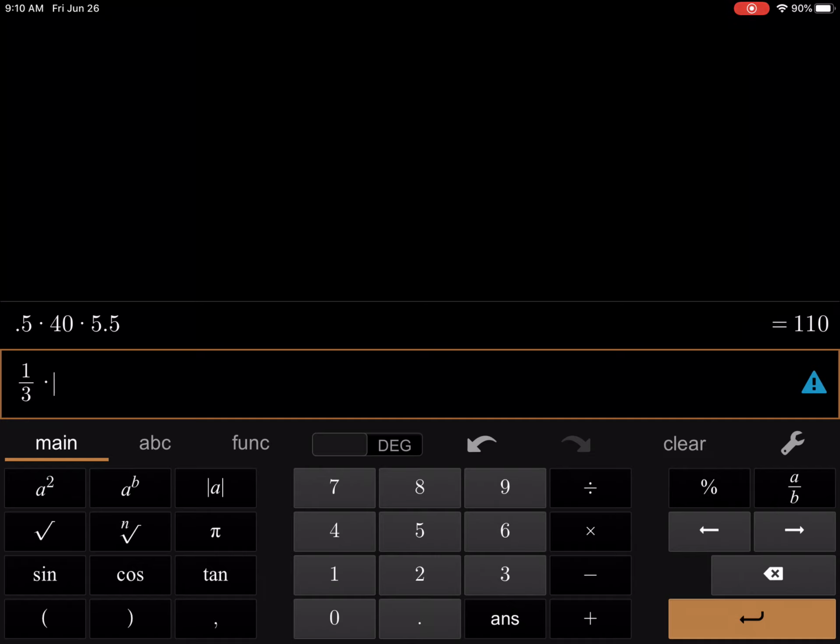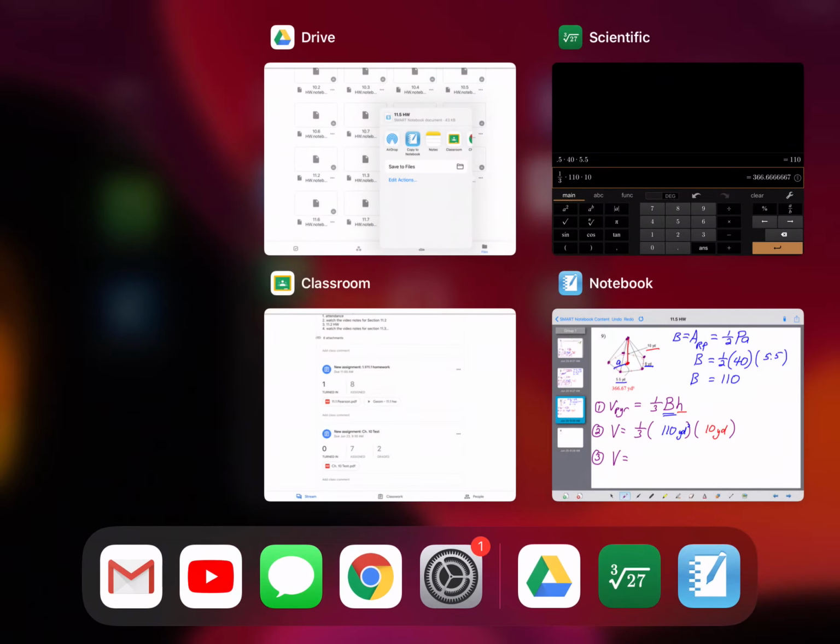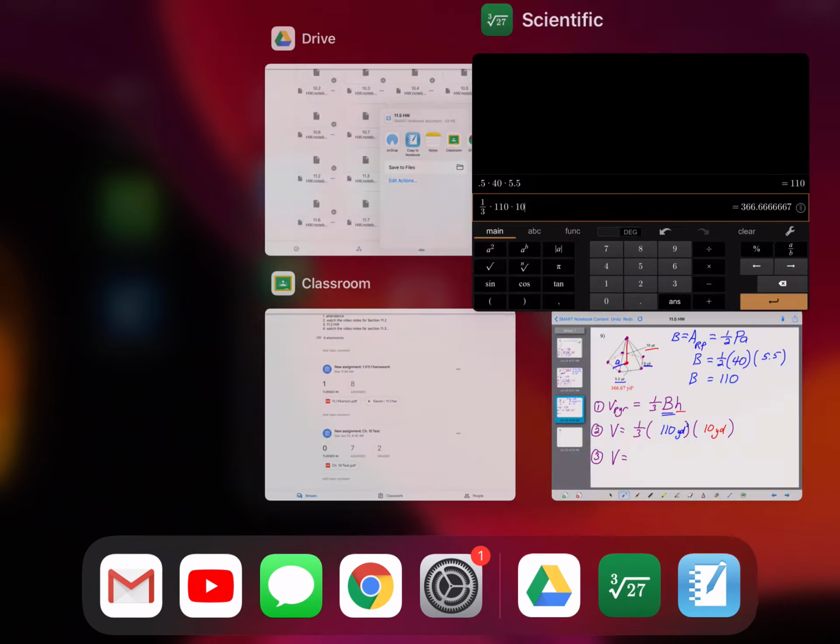And then we're going to multiply that times our height of this pyramid, which was 10. I believe that's right. And yeah, just double checking everything there. That all looks correct.